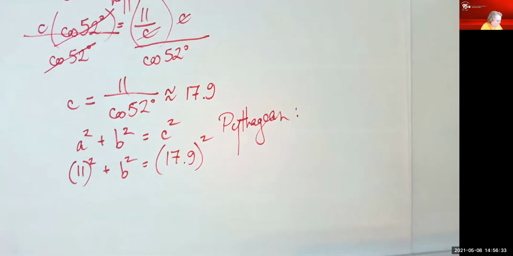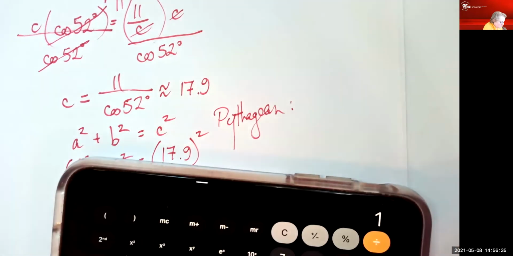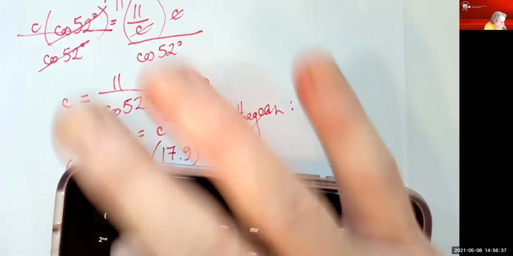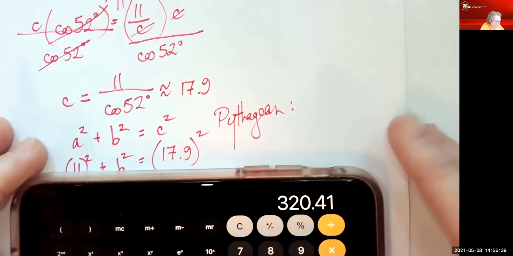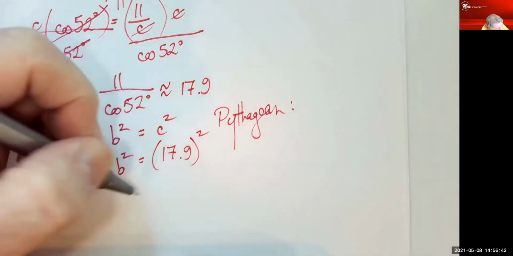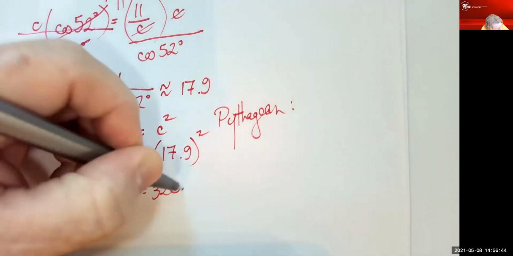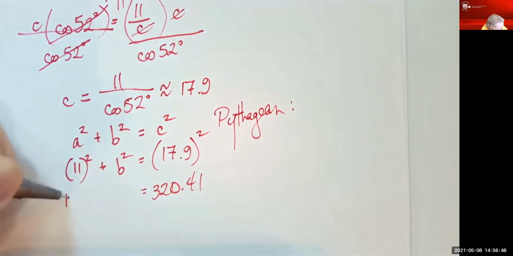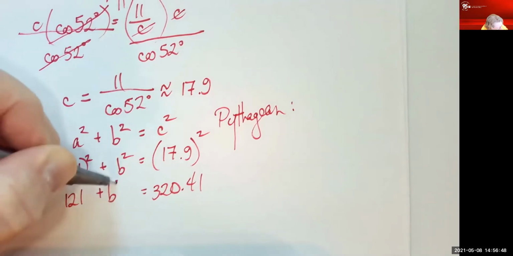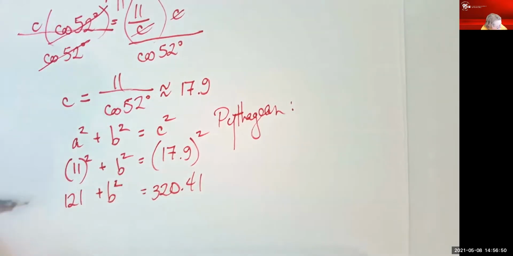Let's see what we get. 17.9 squared is 320.41. 11 squared is 121. Let's subtract 121 from both sides.